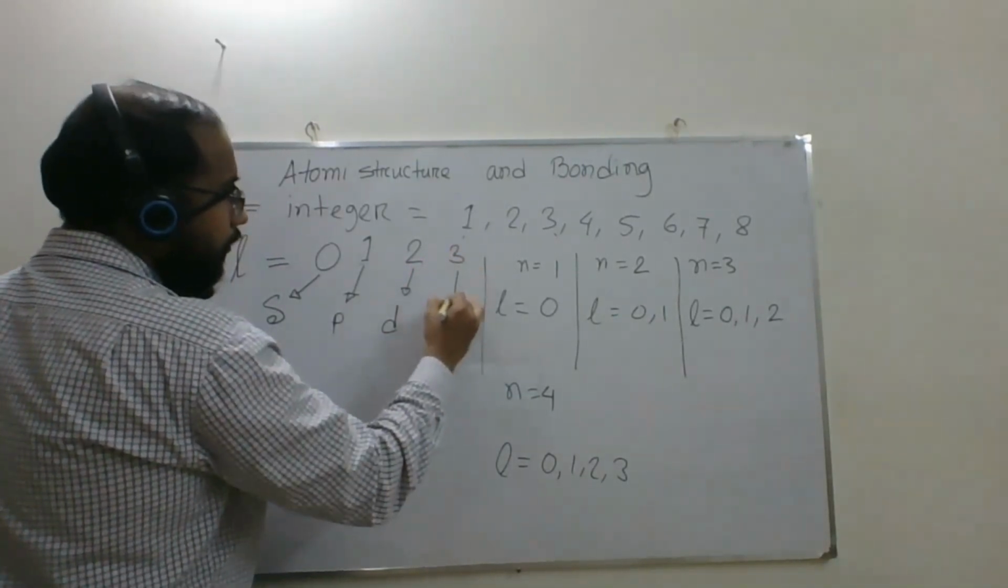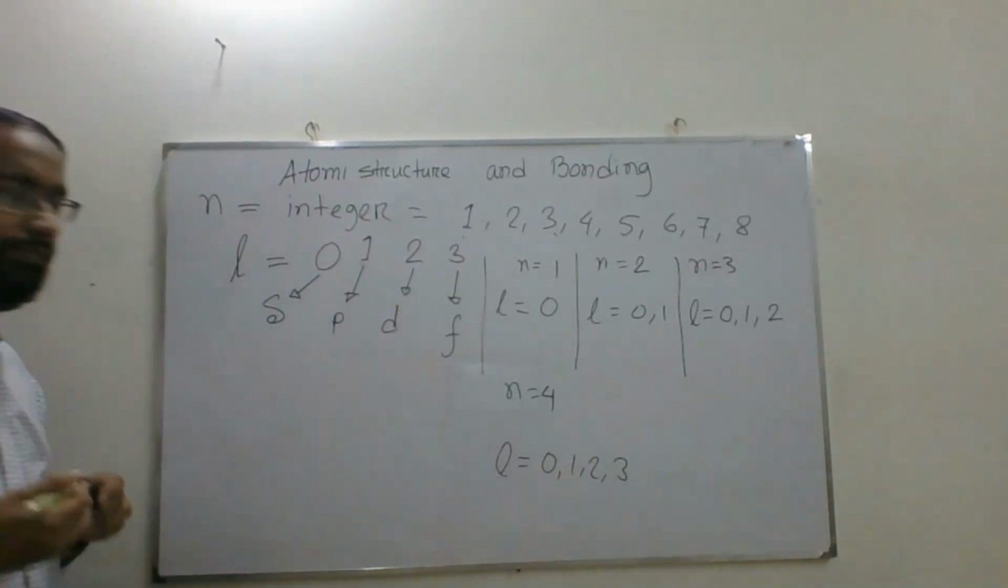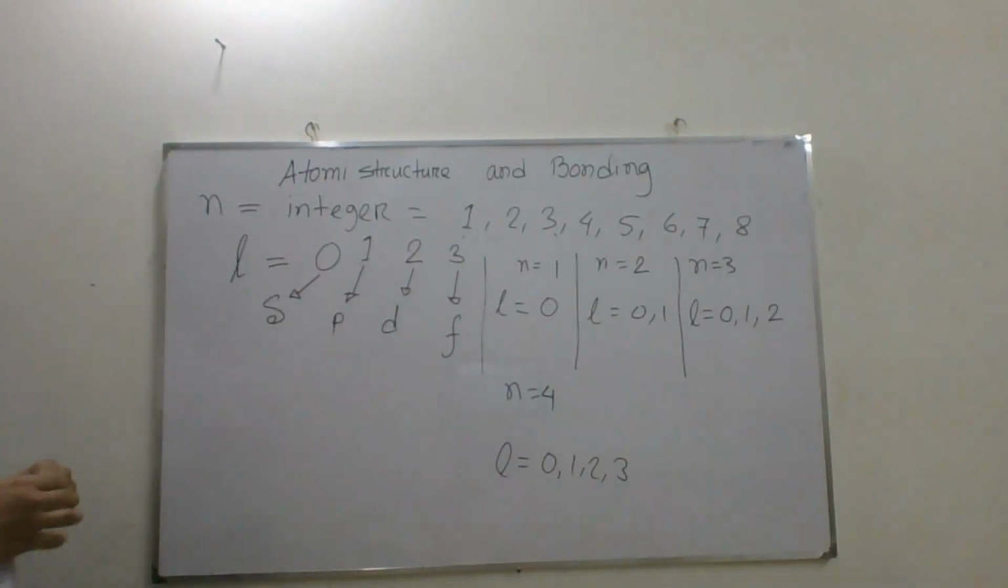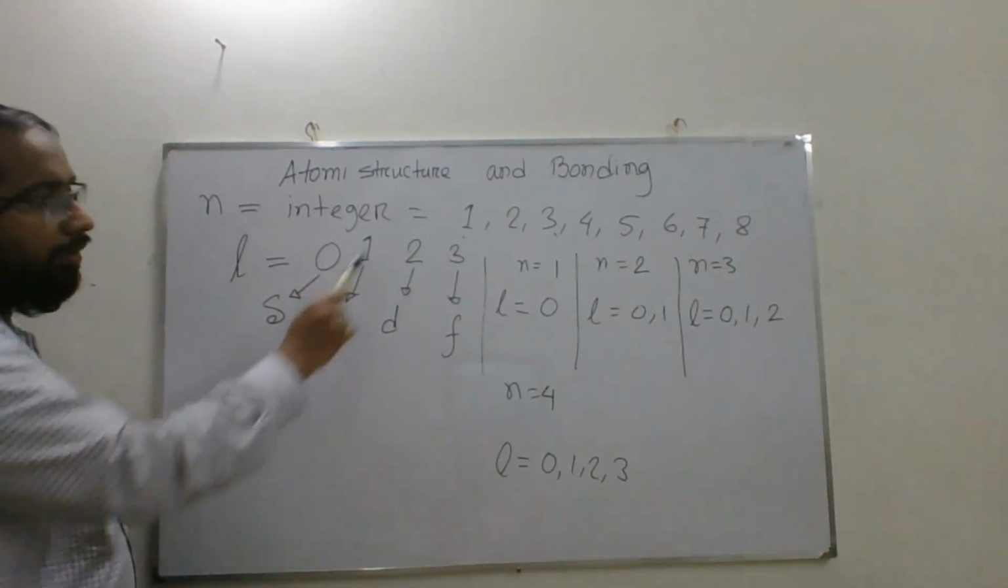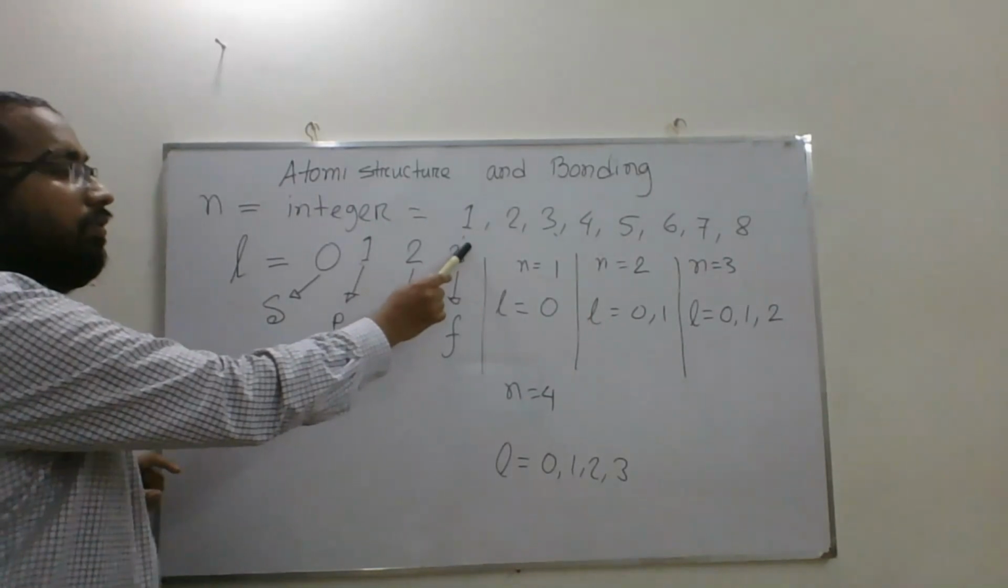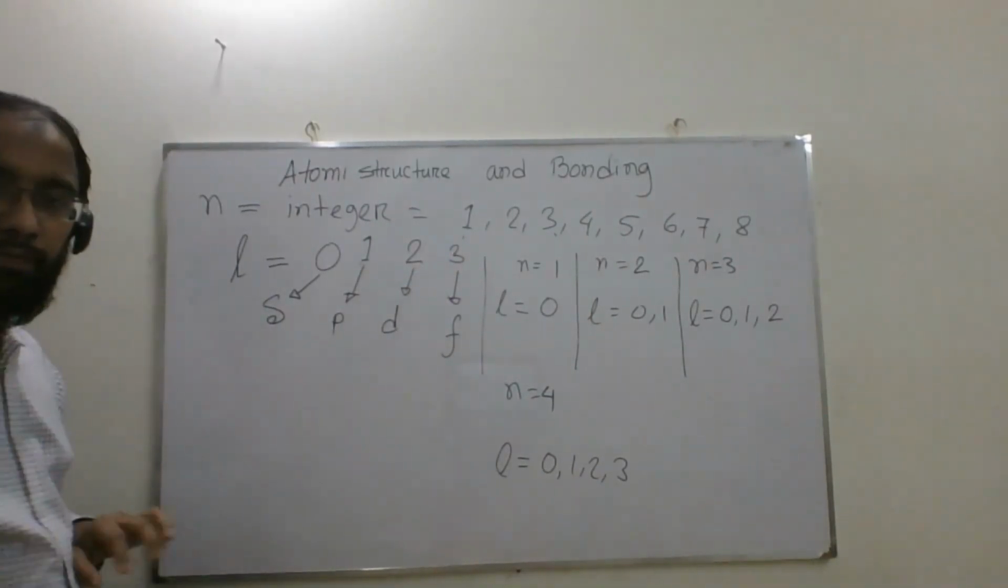If L equal to 3, then we say it is an f orbital. Okay, and so on. So if L equal to 0, it is s. If L equal to 1, then it is p. If L equal to 2, then it is d. If L equal to 3, then it is f.